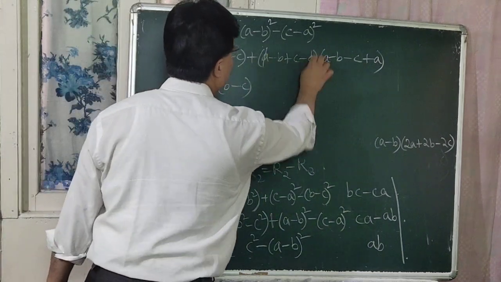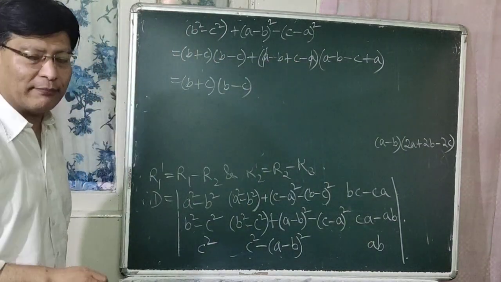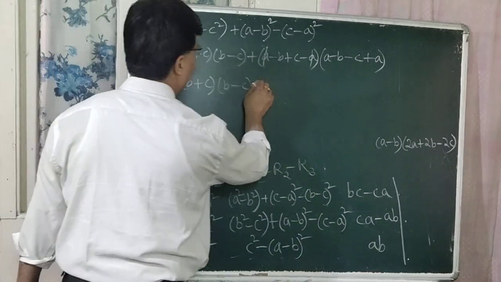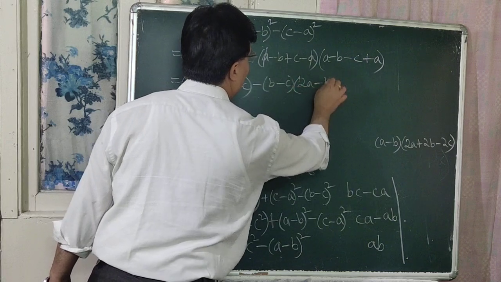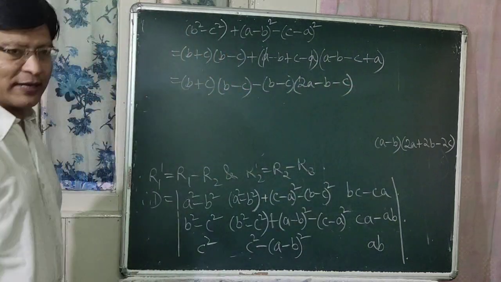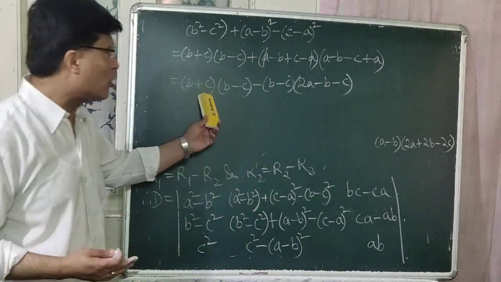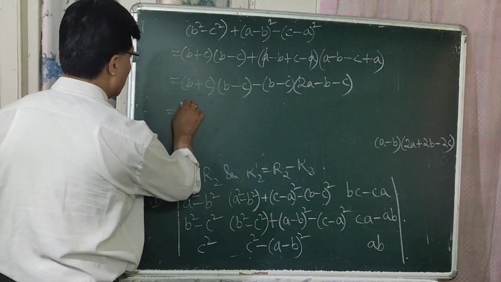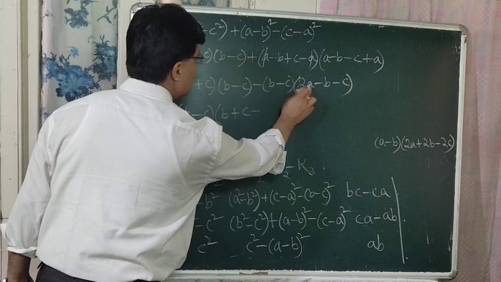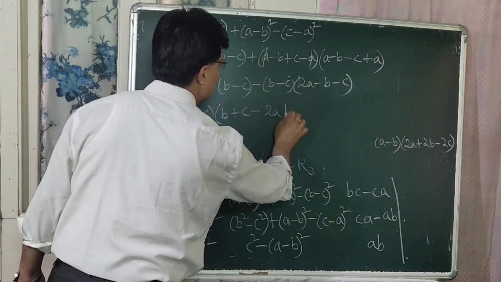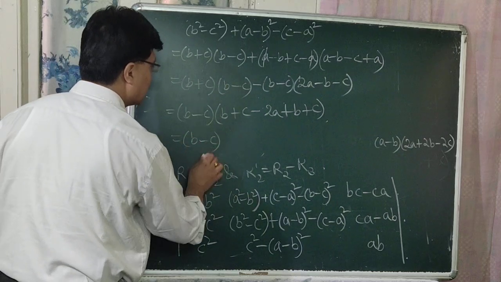So here a gets cancelled. Let us take minus common from here so that we can get b minus c. So minus is taken common, so it is b minus c. So a plus a is 2a, minus b minus c. Is that right? Again you can factorize it. That means you can take common. What is common here? b minus c. So b minus c is taken common. (b plus c) then comes minus 2a, minus to minus plus b, minus to minus plus c. So which is equal to b minus c.